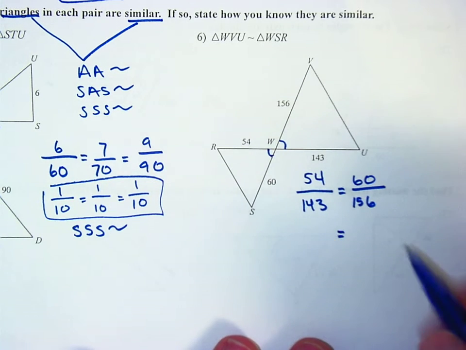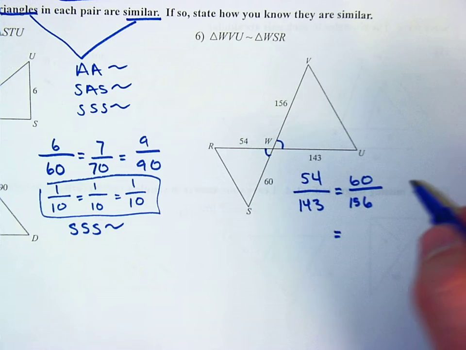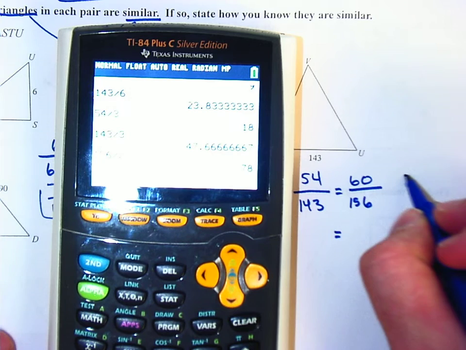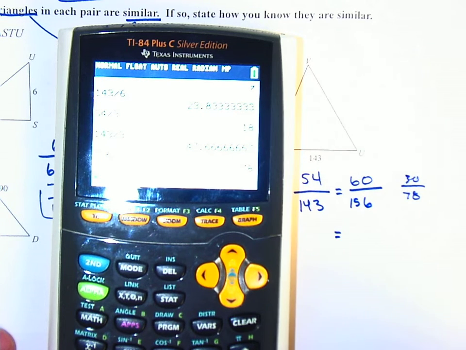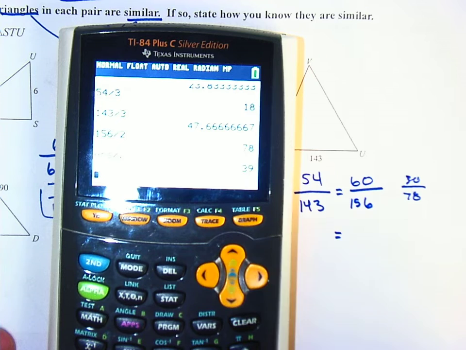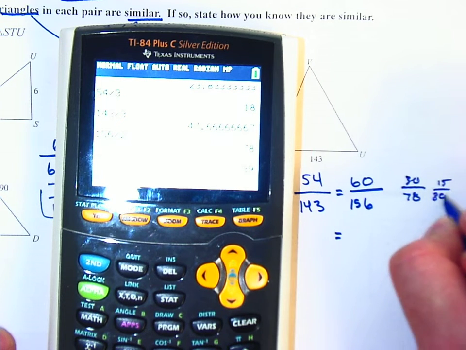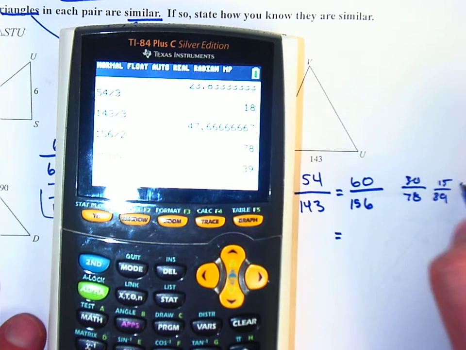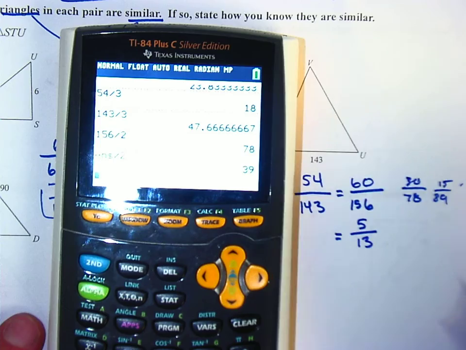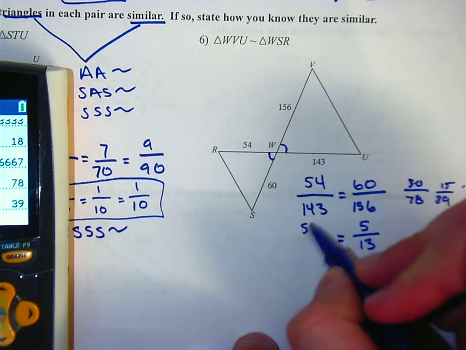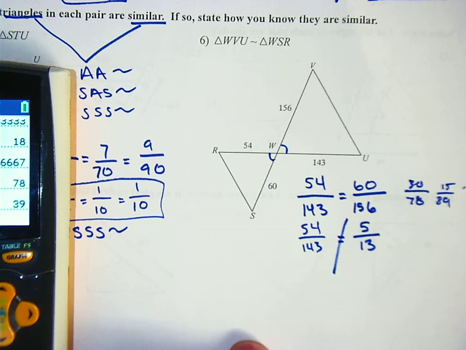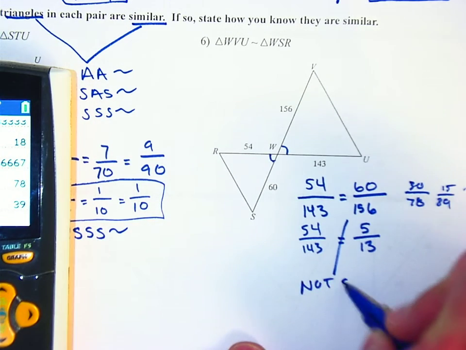Well, 60 and 156, I know that at least 2 goes into both. 60 divided by 2 is 30, and 156 divided by 2 would give me 30 over 78. So at least another 2. That would give me 15 over 39. Well, I know 3 can go into that, so it would give us 5 over 13. Well, 54 over 143 does not equal 5 over 13, so they're not proportional. And so these are not similar.